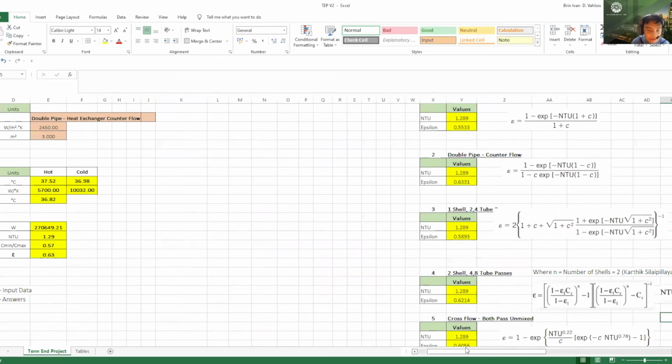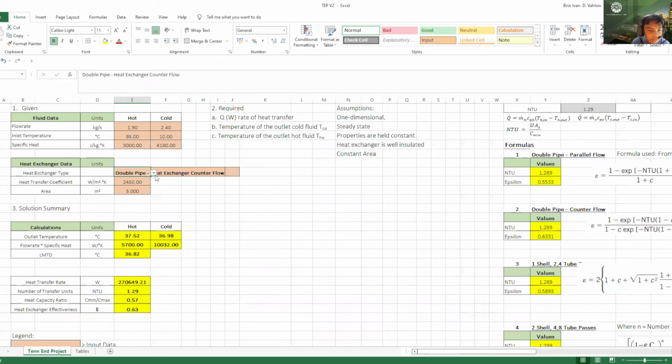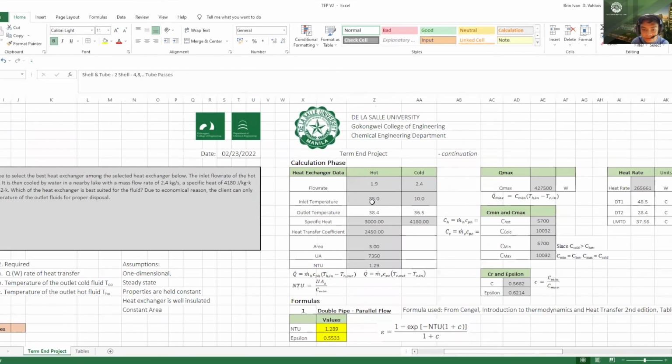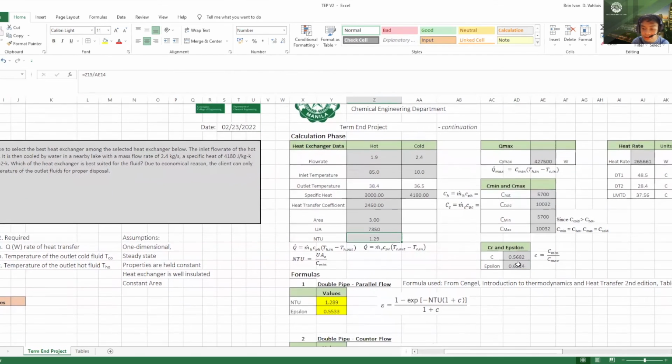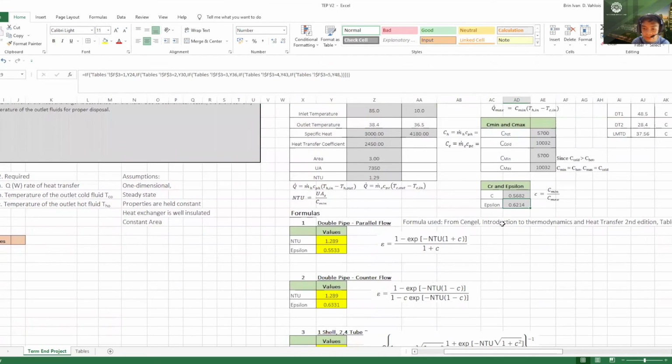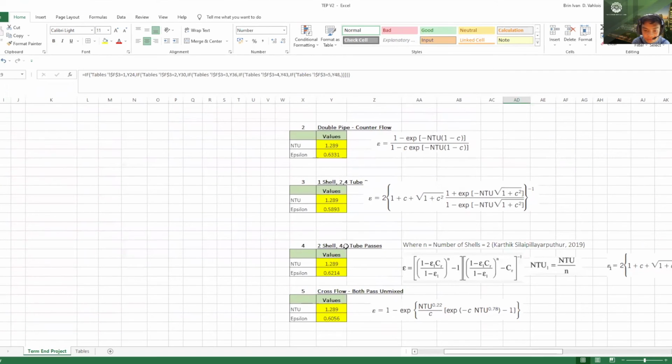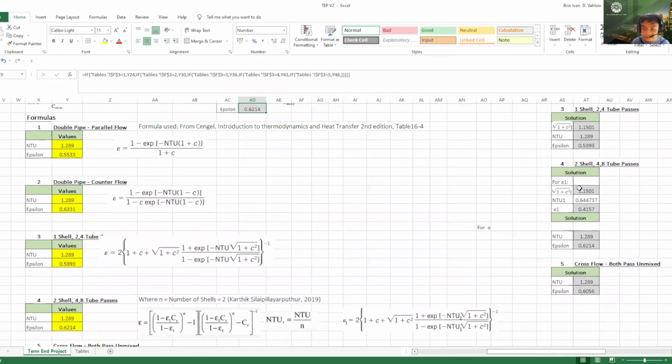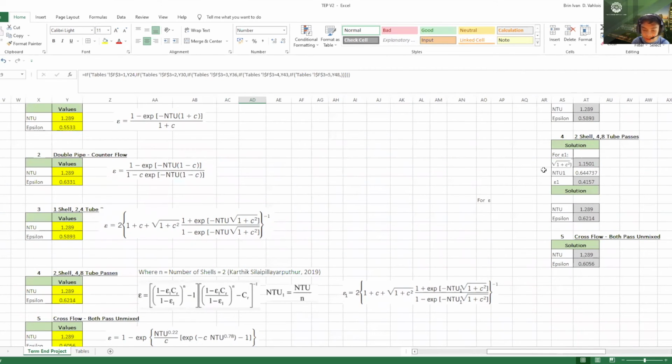So for example, here, we use 2 shell tube. Okay? So we get the value of hot and cold, specific heat, C, and NTU. Okay? So for solving epsilon for 2 shell for 8 tube passes, the first thing that I did is to separate it, parang hiwalay-hiwalay siya.